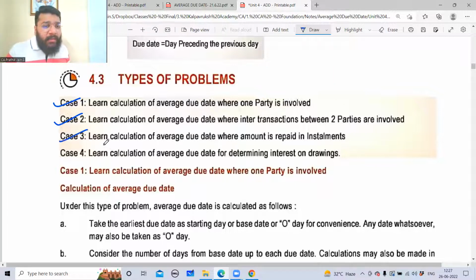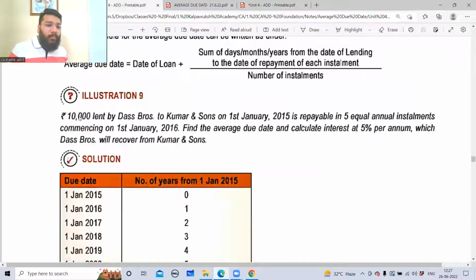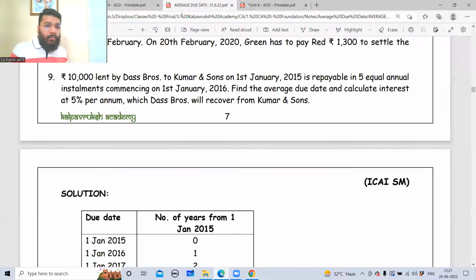Next is, guys, case 3: learn calculation of average due date when amount is repaid in installments. This is a question, guys. Now, this particular concept, if you see the previous to previous book, there's only one question based on this concept, and we did it in a particular method which the book has taught. Then later the book had amended, and in addition to this, another question was added. And that question was done in the method that we have done so far.